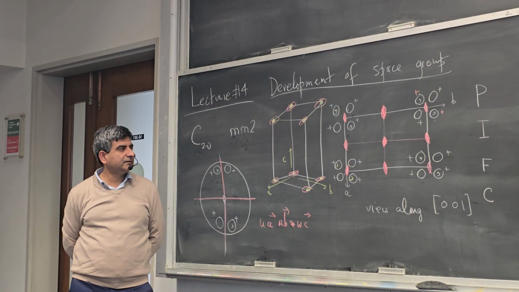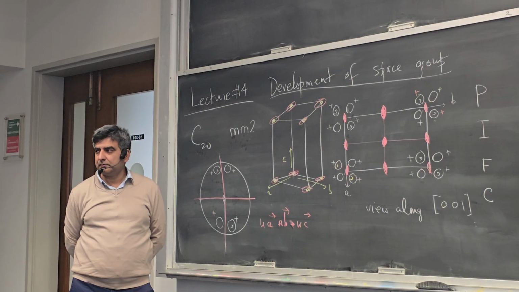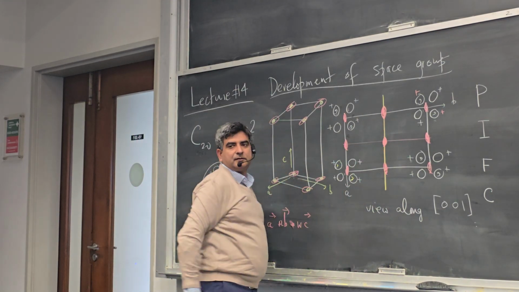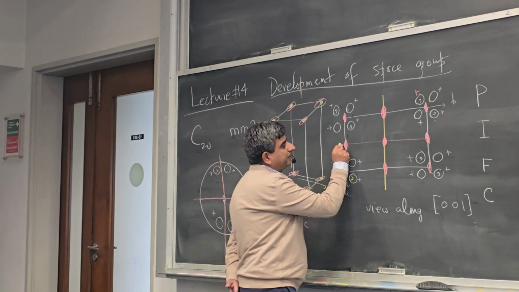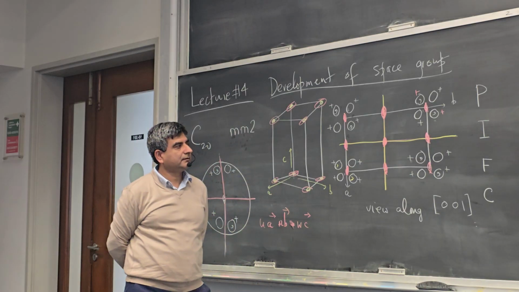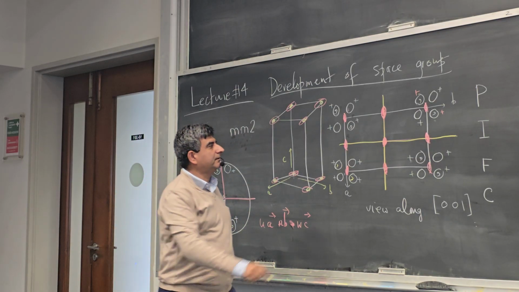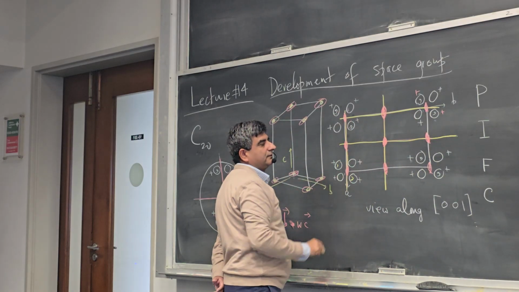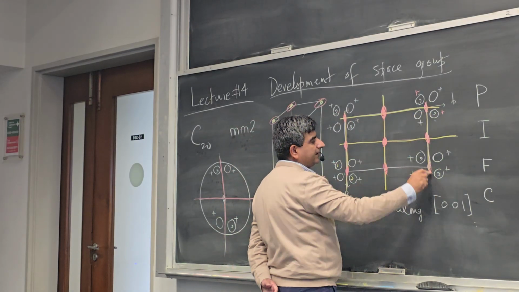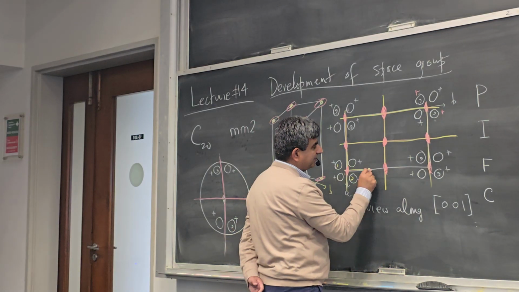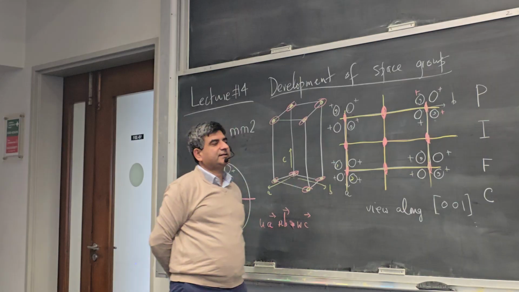Any mirror planes? Okay. This is one mirror plane. Another mirror plane. Great. Mirror plane. Mirror plane. Of course, these are mirror planes. This is a mirror plane. This has to be a mirror plane by translation symmetry. So these mirror planes are also created.